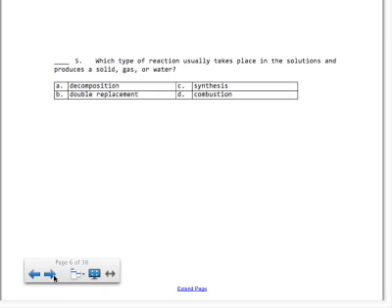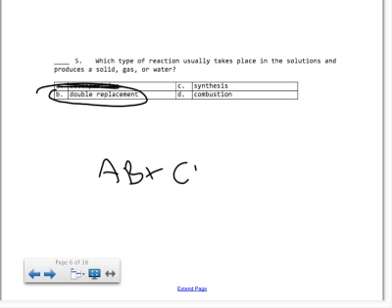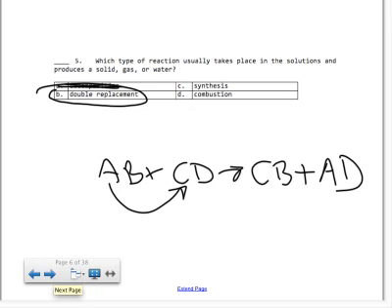Which type of reaction usually takes place in solutions and produces a solid, gas, or water? Well, decomposition certainly could produce a solid, gas, or water, but that's not what we're looking for. We're looking for double replacement. This is where you have AB plus, I'll say CD, and then your products are CB plus AD. Double replacement means that the 2 halves of the compounds trade place, and this usually takes place in a solution. Synthesis is 2 things becoming 1. Combustion is a combination with oxygen and some other substance.